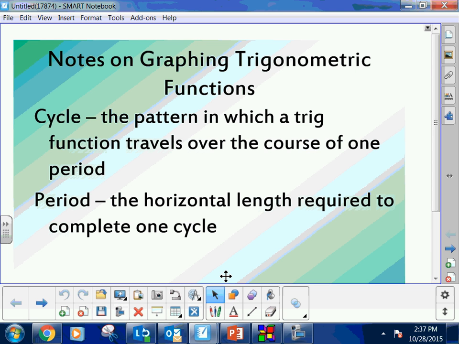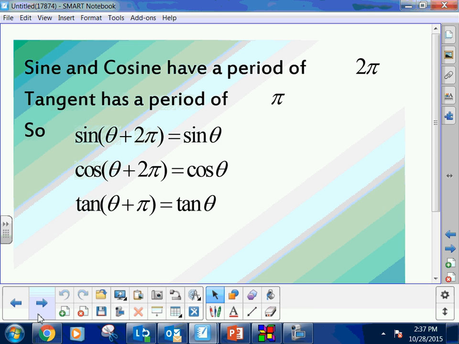Some people are still writing, so let me give them a little bit of time to finish. I just mentioned this verbally, but I actually want you to write it down, which talks about sine and cosine. Sine and cosine have a period of 2 pi. Now you see how 2 pi is written kind of far to the right? It should have been a little bit closer.